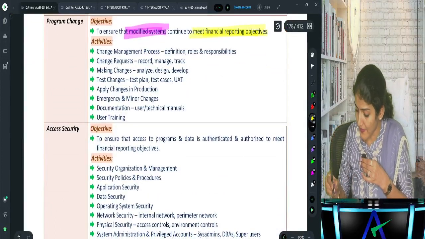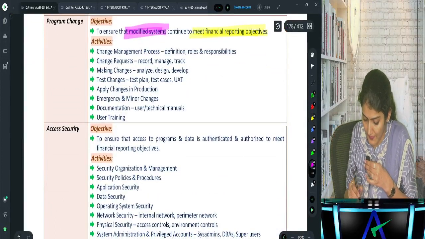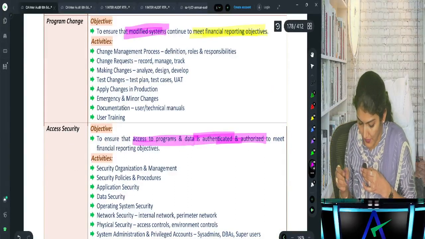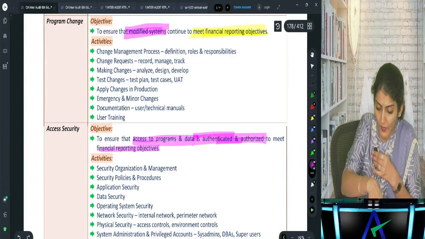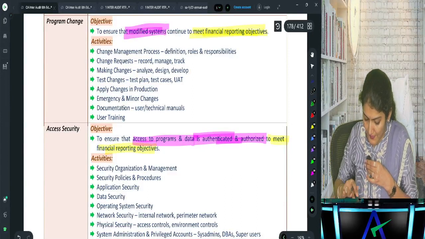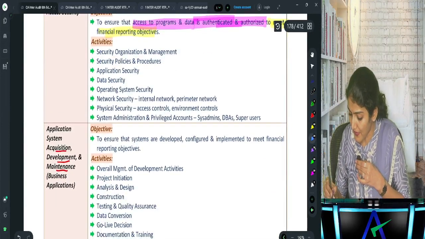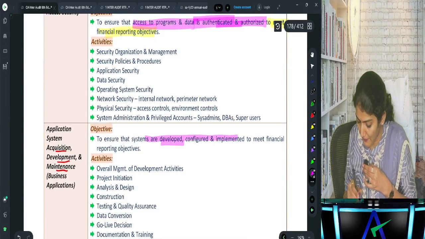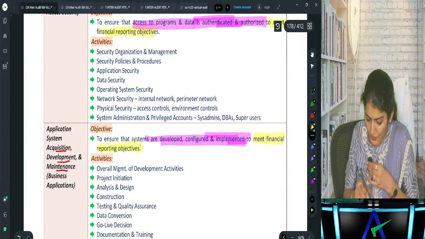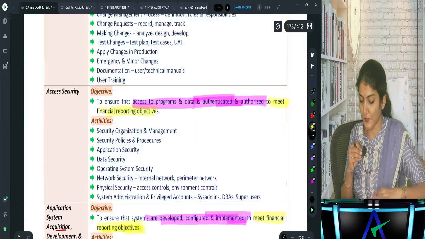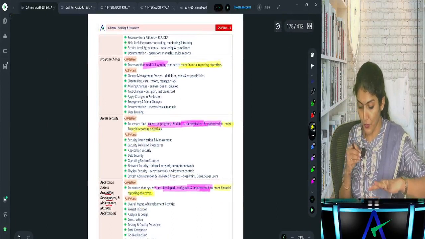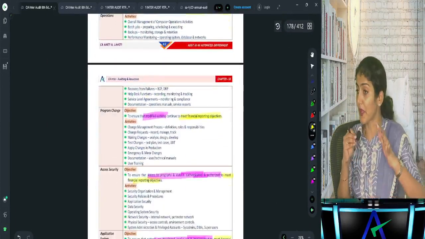Then your access security. What does access security say? Access to program and data is authenticated and authorized. Again to meet the financial reporting objectives. And then what is the last one? Systems are developed, configured and implemented, again to meet the financial reporting objectives. So is to meet financial reporting objectives constant? Right, is it constant over there? To meet the financial reporting objectives.